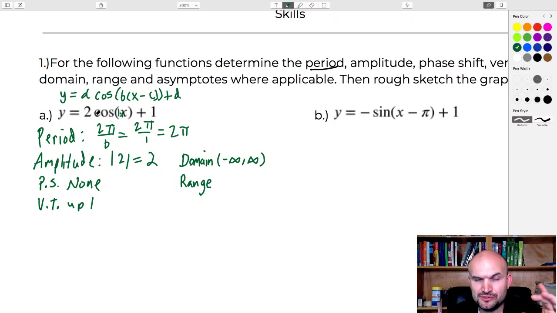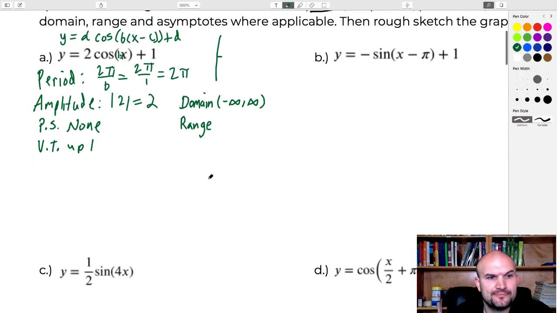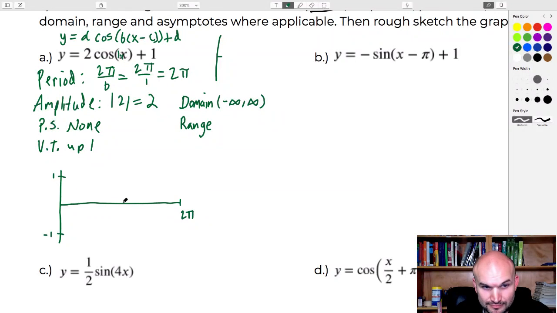But remember the amplitude, that's like your vertical stretch, right? We have a vertical stretch of 2. So let's do a quick little sketch of the parent graph of cosine. Actually, I'll do it down here. The parent graph of cosine, if you remember in class, has a period of 2 pi, a maximum value of 1 and a minimum value of -1. The minimum value occurs at pi, and then it has some intercepts at pi halves and at 3 pi halves.